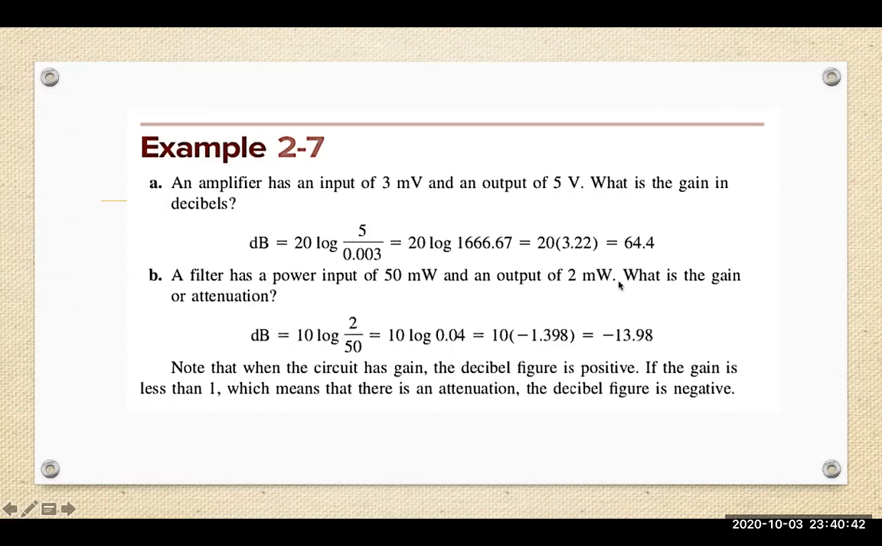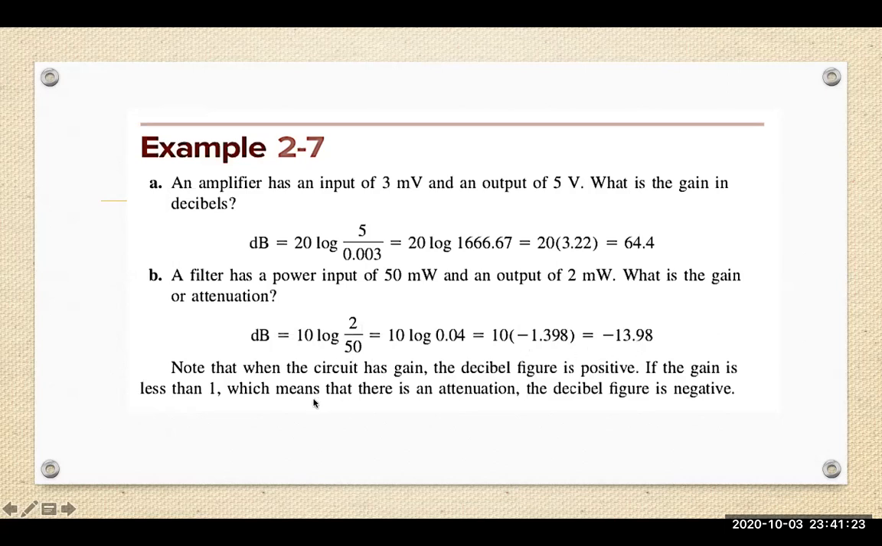So 2 milliwatts divided by 50 milliwatts. You need not convert this, since both are in milliwatts. So 2 divided by 50, and then take the log of this times 10 is equal to negative 13.98. Take note that if you are taking the log of a number less than 1, it will become negative. If you're taking the log of a number greater than 1, the answer is positive. So what can you say about the answer here? Since it's negative, it is an attenuation.